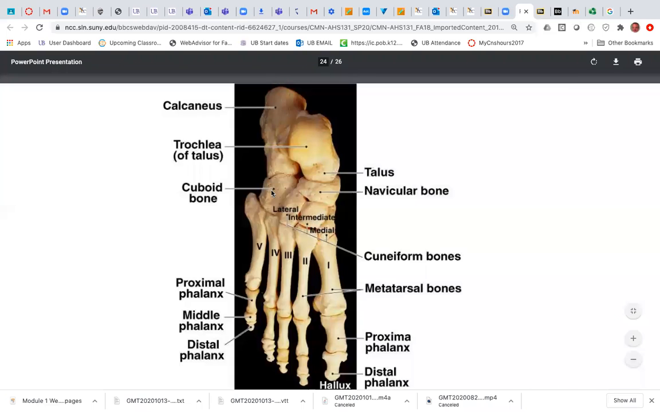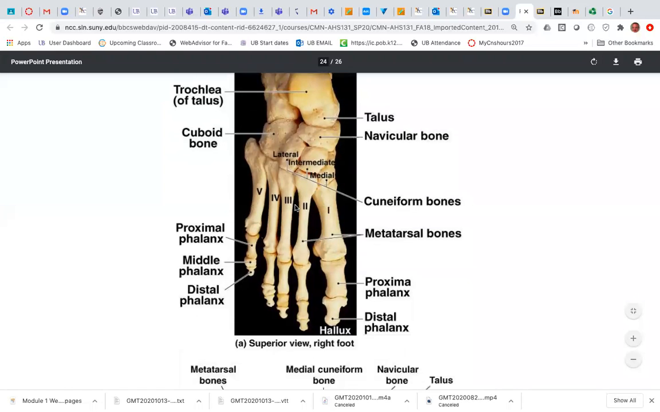Okay, so those are the 7 tarsal bones. 1 is talus, 2 is calcaneus, 3 is navicular, 4 is the cuboid, and then 5, 6, 7 is medial, intermediate, and lateral cuneiform. Those are the 7 tarsal bones. In the hand, you had 8 carpal bones. Everything else is kind of the same as the hand.